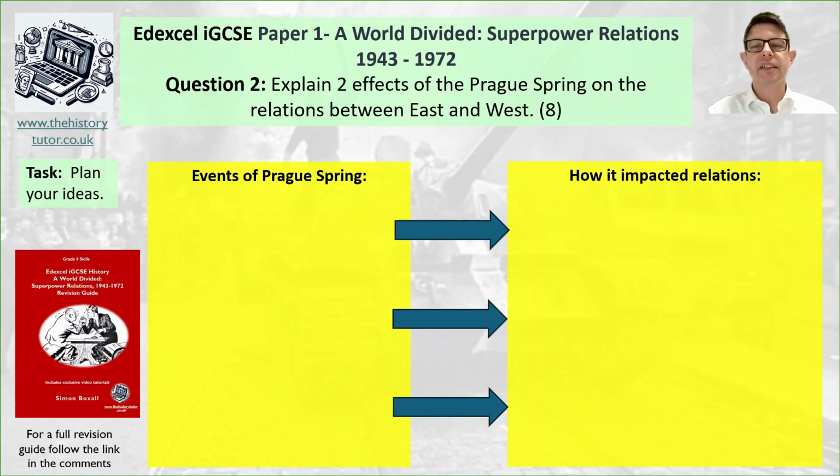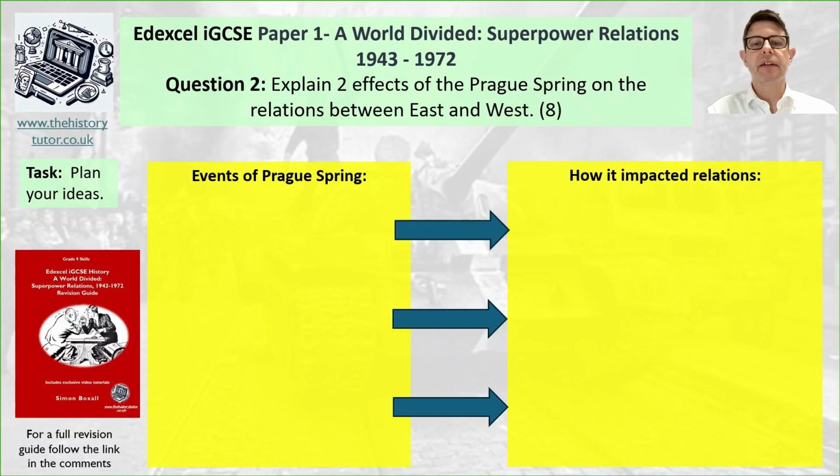So the question says, explain two effects of the Prague Spring on relations between East and West. You can see two boxes here, events of the Prague Spring and then how it impacted relations. I've talked through in my other videos how to produce a successful explain two effects answer. This is a consequence question, so we need to have an event and then explain the effect, how it impacted relations between East and West.